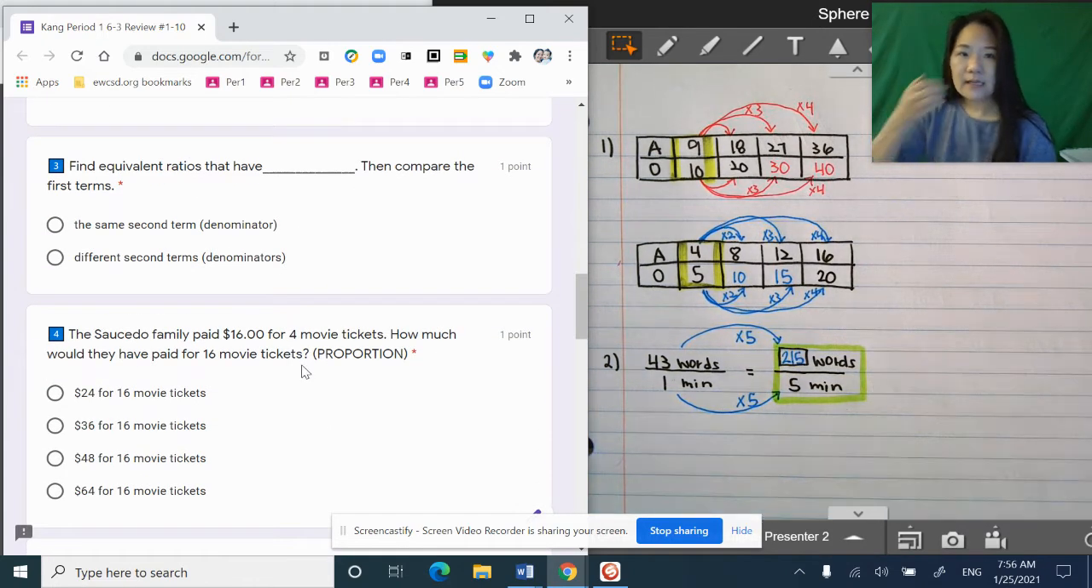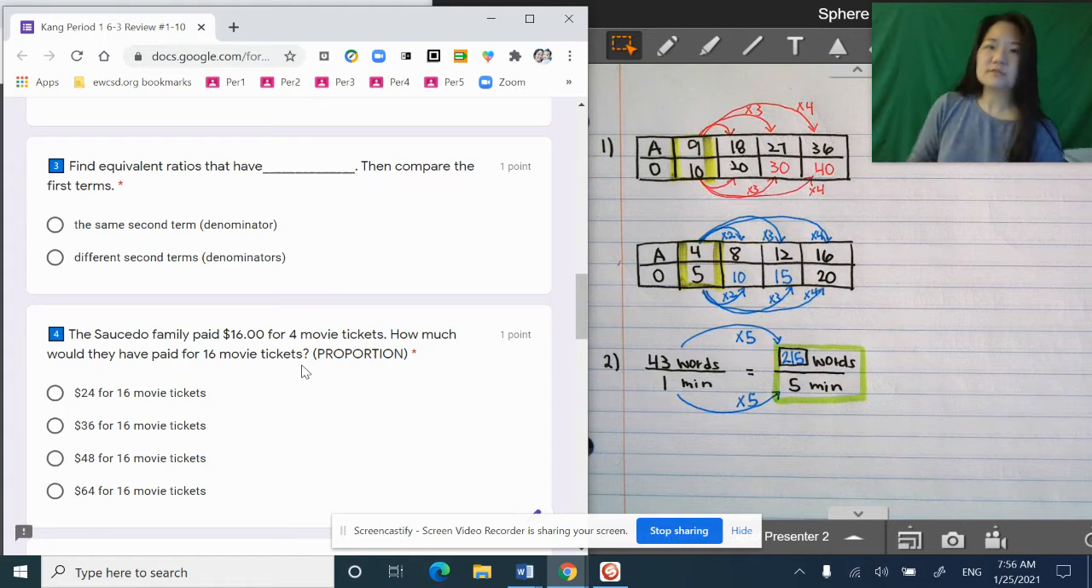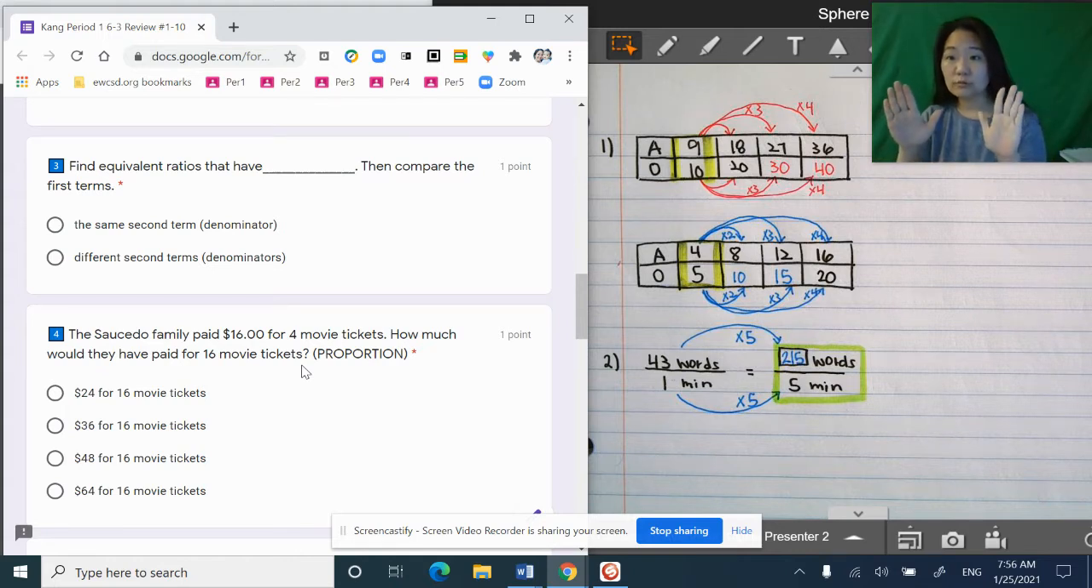Number 3, equivalent ratios. Find the equivalent ratios that have blank. Then compare the first terms. So remember, when we want to compare two or more ratios or rates or fractions, you want to make sure that your denominator is the same. That way your numerator is what you can look at and compare. So the answer would be find equivalent ratios that have the same second term, same denominator.